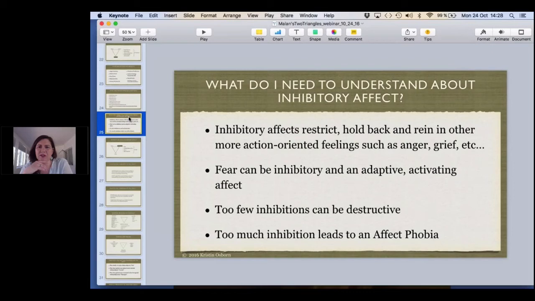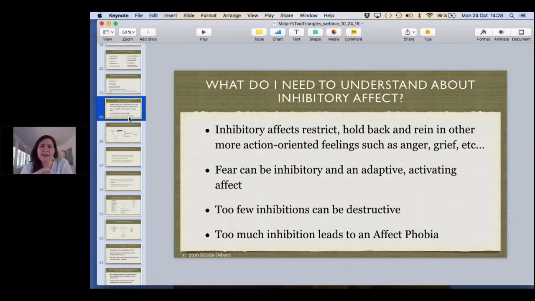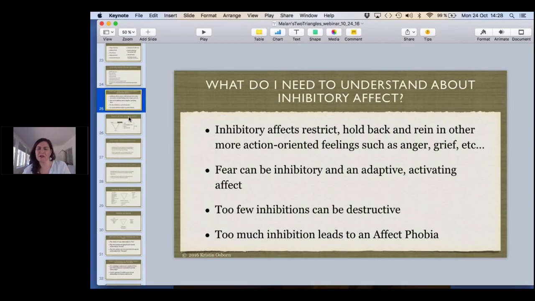So what do you need to know about inhibitory affect? It's all about holding back, reining in. It's to help someone stay away from the adaptive activating affects, and it's important to keep in mind that all of us need inhibitory affects. In fact, you usually see a rise in inhibitory affect before someone gateways into an affect that they've been avoiding. And inhibitory affects can alert us to when something's not okay.